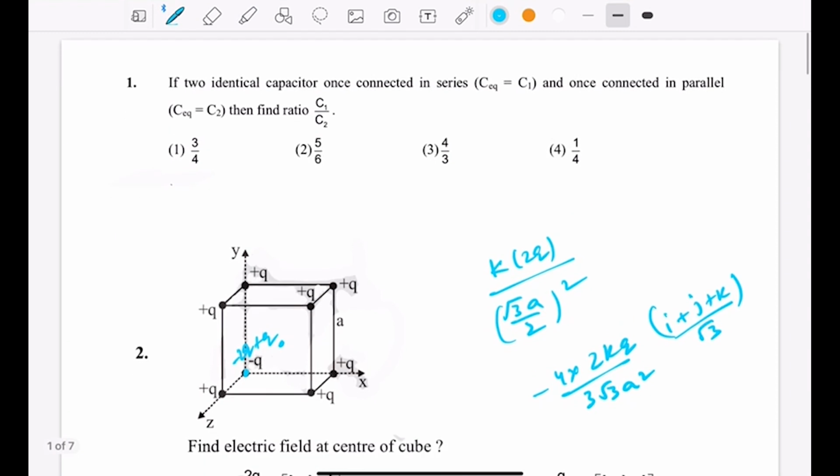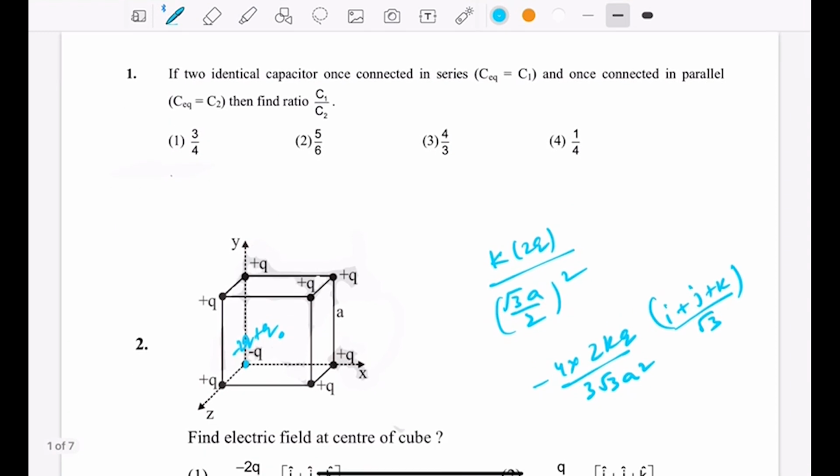One minute, I'll come back to this later. If two identical capacitors, one connected in series and one connected in parallel, find the ratio. Okay, series connection. When two identical capacitors are in series, it will be C by 2. Parallel connection is 2C. So the ratio will be 1 by 4.